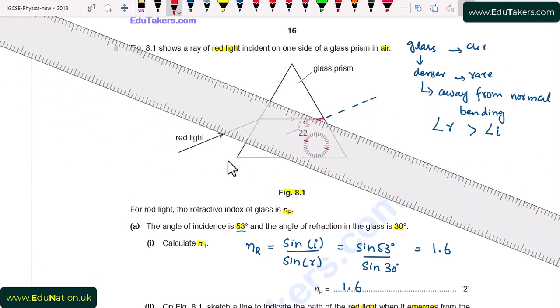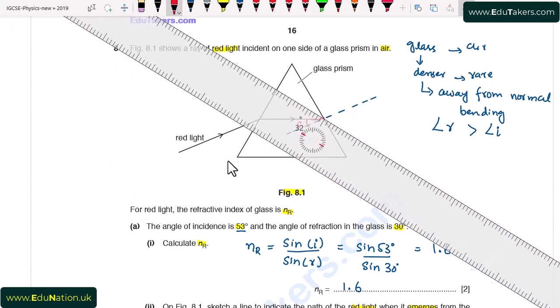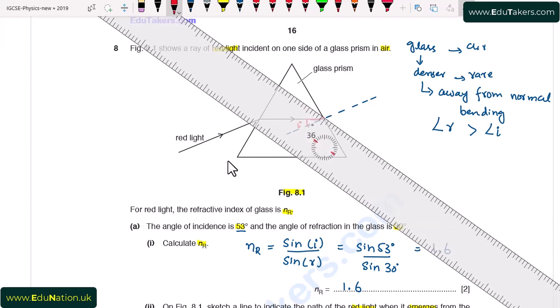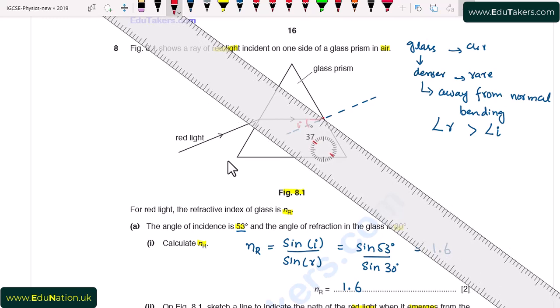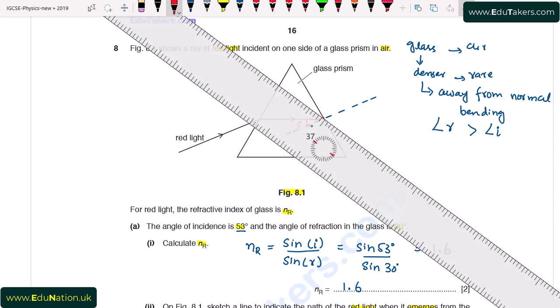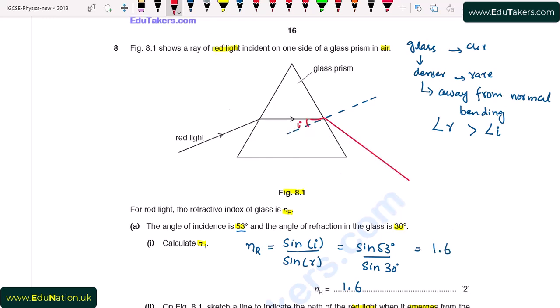It will bend away from normal such that the angle of refraction will be larger. So it will bend in this direction. So the direction will be just like this, and this angle is the angle of refraction, and we can see in figure 8.1 that the angle of refraction is larger as compared to angle of incidence.